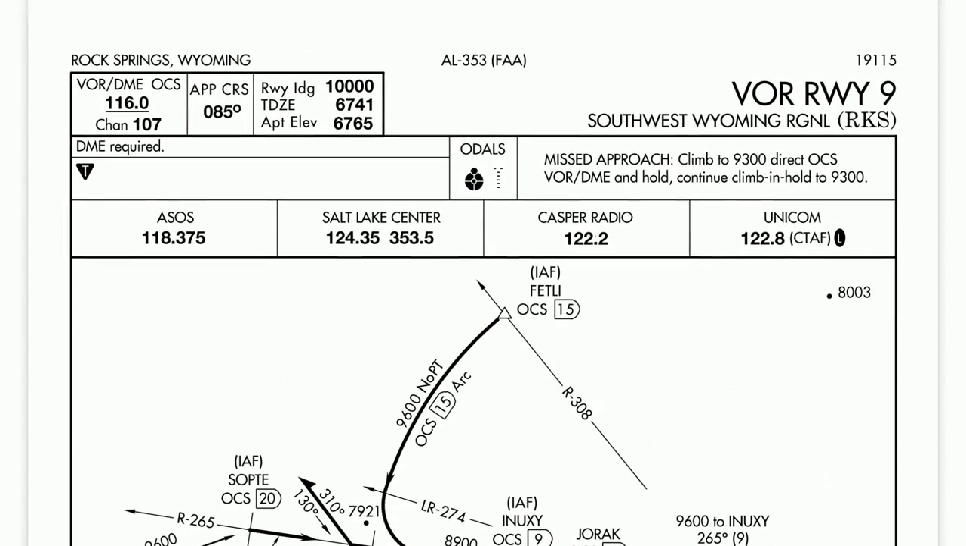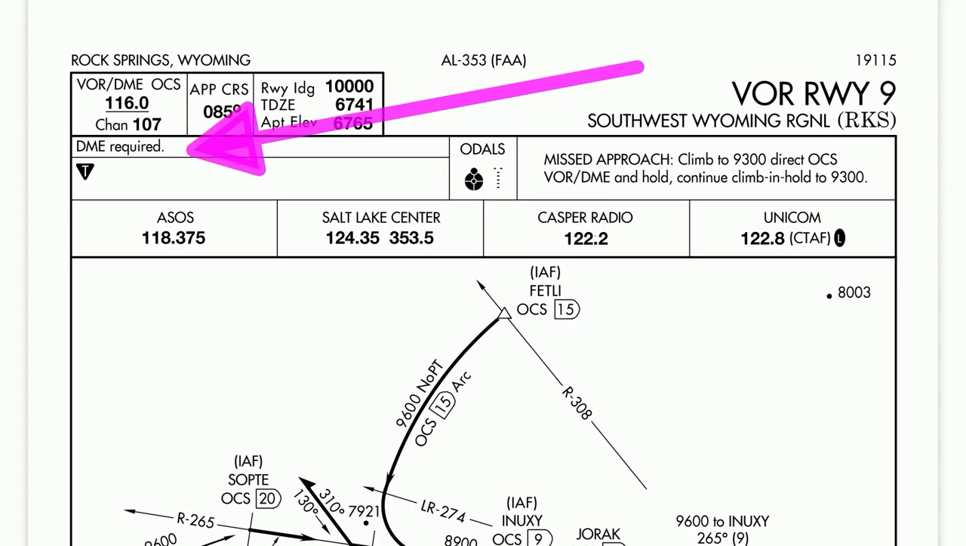The new box, I'll start with that, is right here. The new equipment box is right here above the notes section. You can see there's this little thin box right here, and it says DME required. Okay, so it is now separate from the actual procedure notes. It sits on top of the procedure notes.